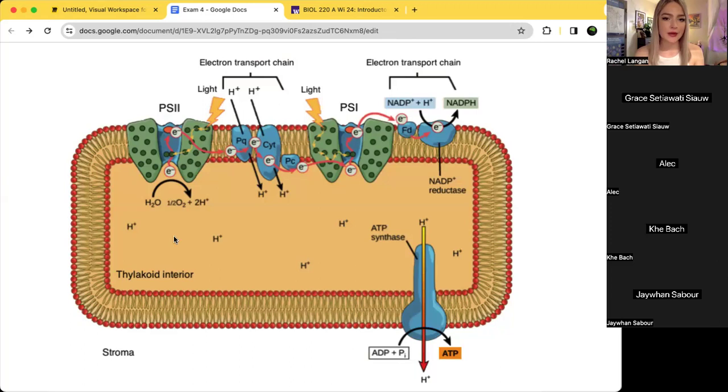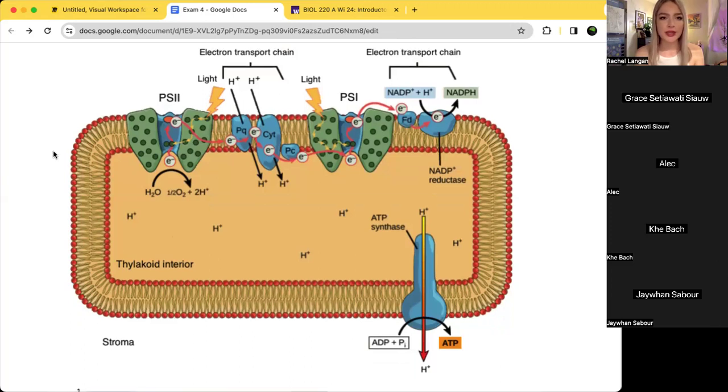So how the light reactions work is you have these big photosystems, which are big protein complexes that have a bunch of pigment molecules in there.